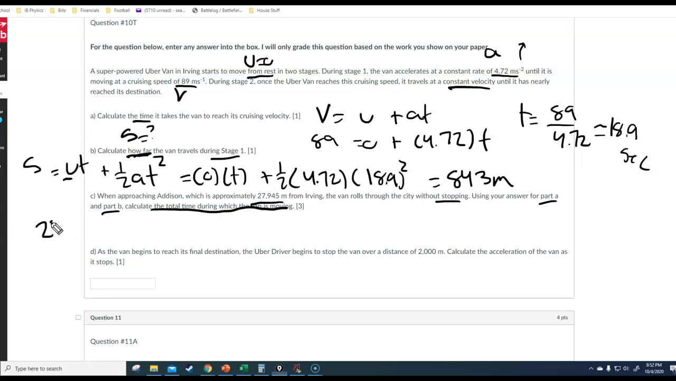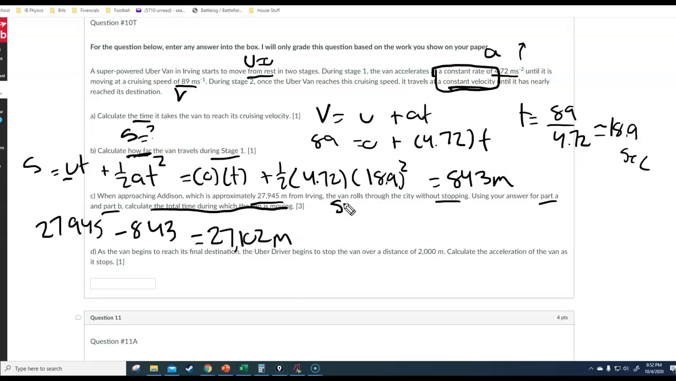It still has to travel 27,945 meters minus the 843 meters that it just traveled in stage 1. Okay, so the first point for this question is for subtracting to get 27,102 meters. That's how far the van still has to travel. Okay, because it traveled a little bit while it was in stage 1, but most of the time it's in stage 2.